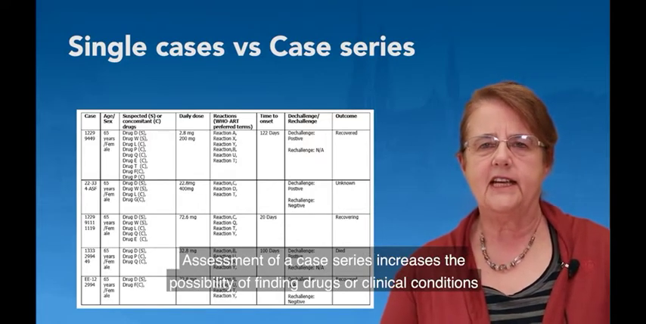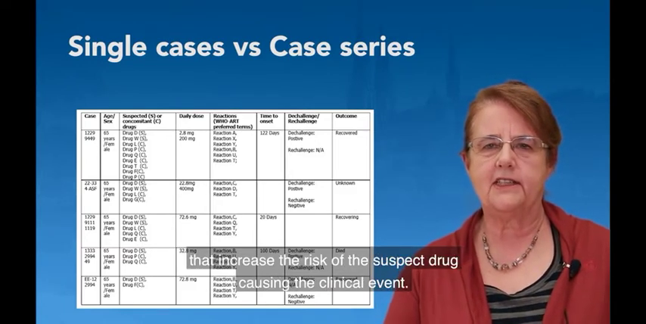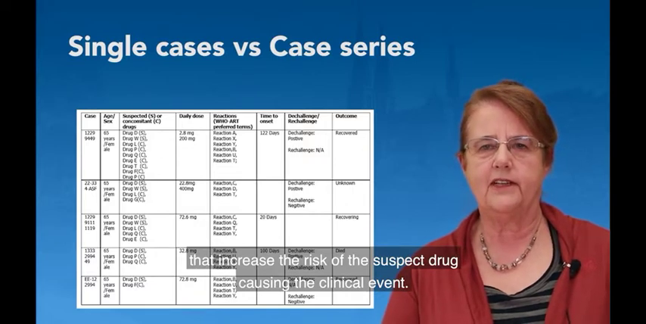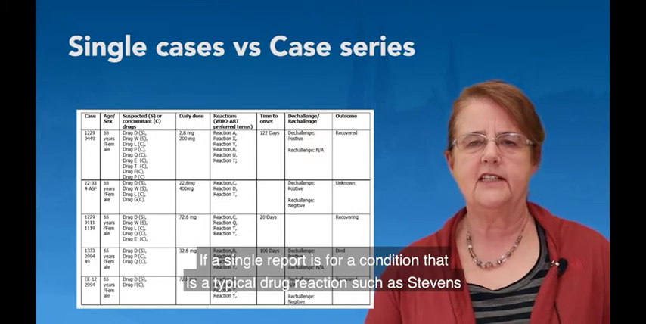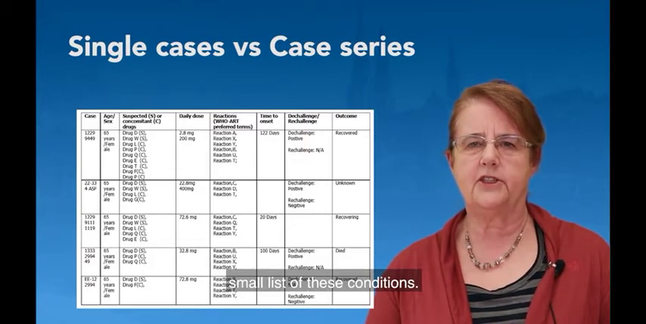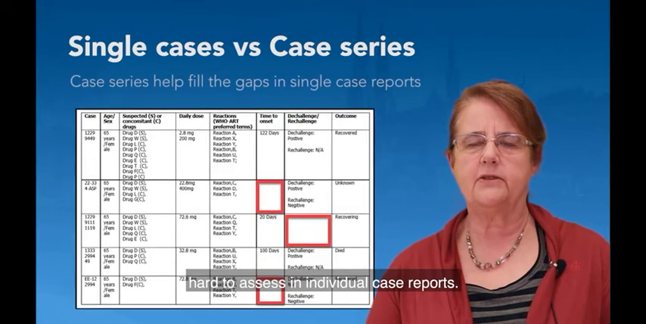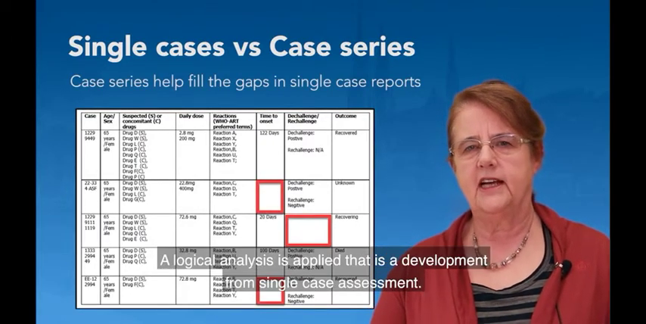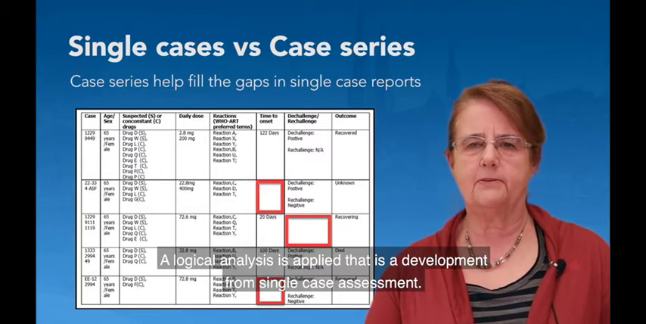Assessment of a case series increases the possibility of finding drugs or clinical conditions that increase the risk of the suspect drug causing the clinical event. If a single report is for a condition that is a typical drug reaction, such as Stevens-Johnson syndrome or agranulocytosis, that adds strength to the report, but there is only a small list of these conditions. So, assessing a case series is likely to supply additional information that is missing or hard to assess in individual case reports. A logical analysis is applied that is a development from single case assessment.